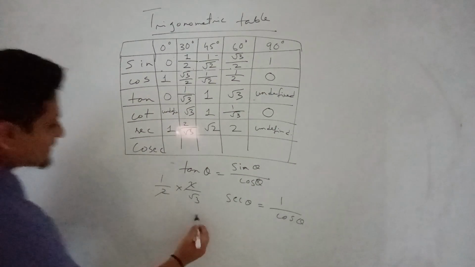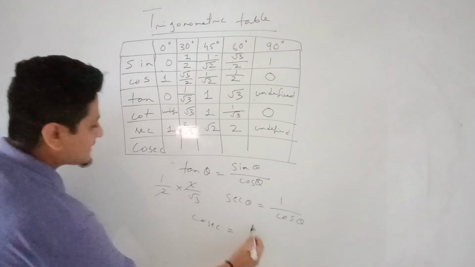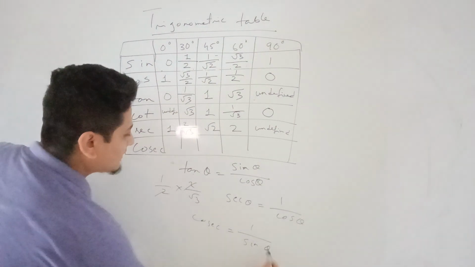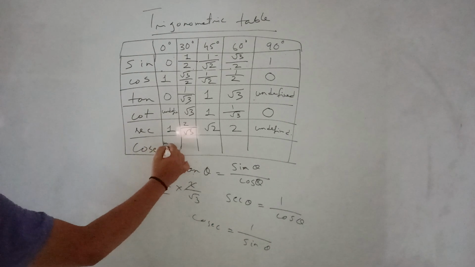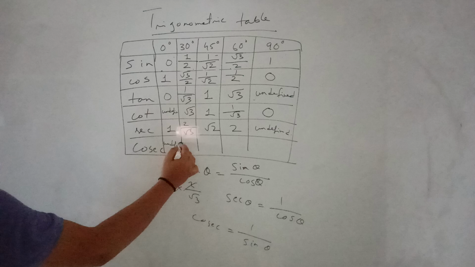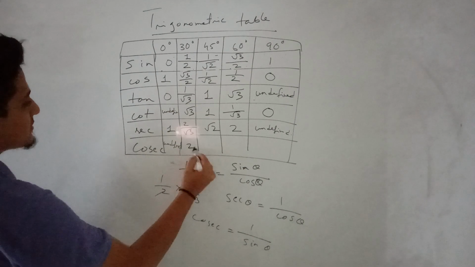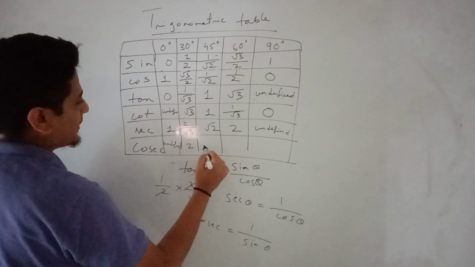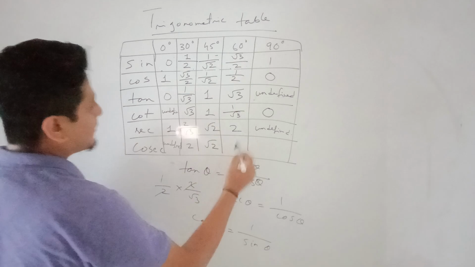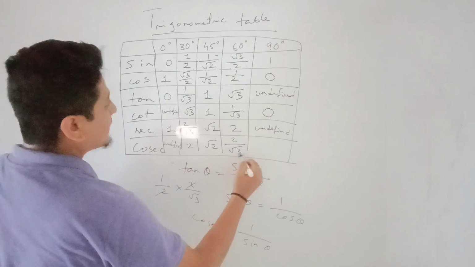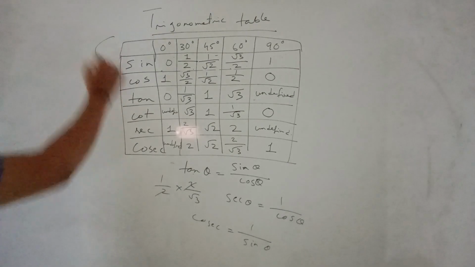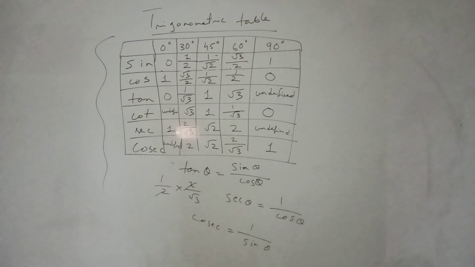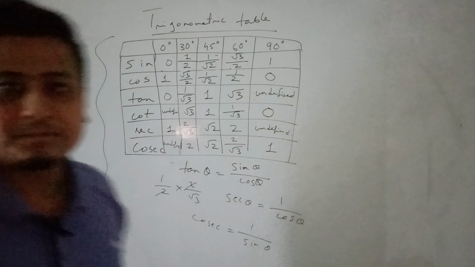And what is cosec? Cosec is 1 by sin theta. Okay. So 1 by 0 is undefined. 1 by 1 by 2 is 2. 1 by 1 by root 2 is root 2. 1 by root 3 by 2 is 2 by root 3. And 1 by 1 is 1. So this is the trigonometric table which we will be needing while solving questions.